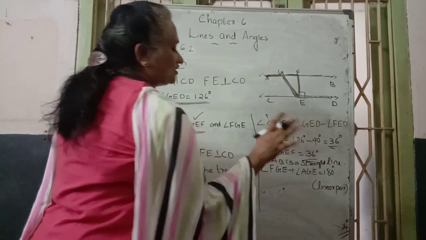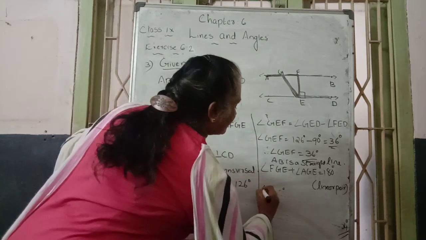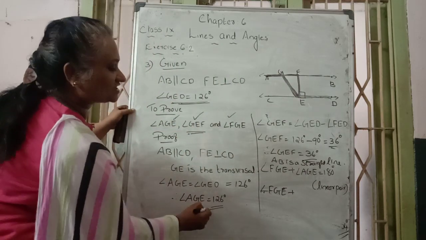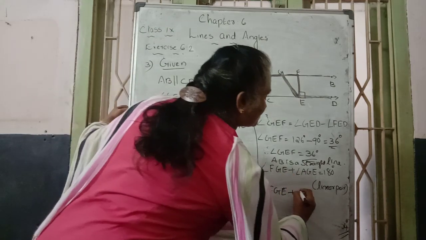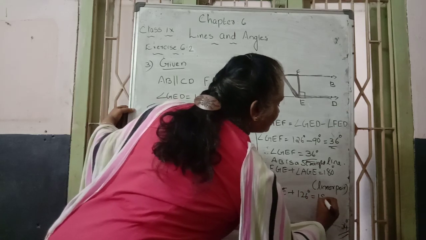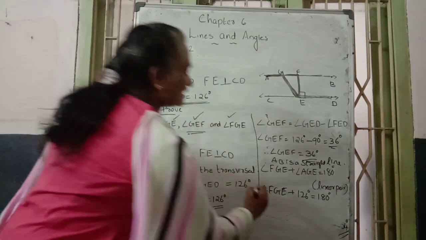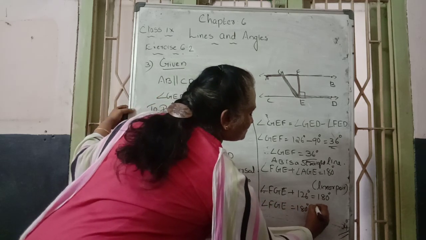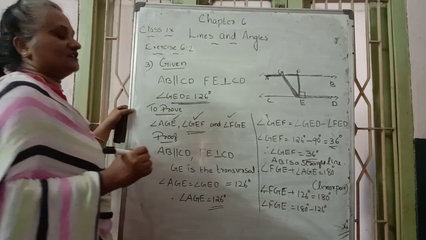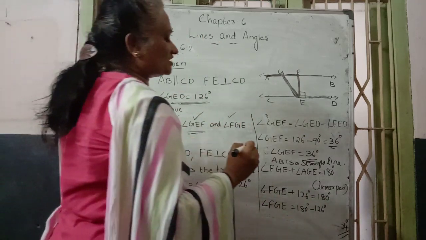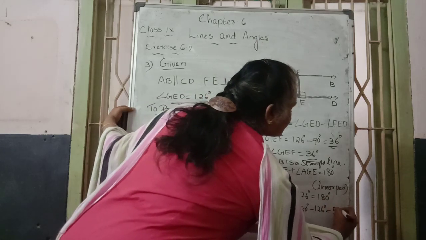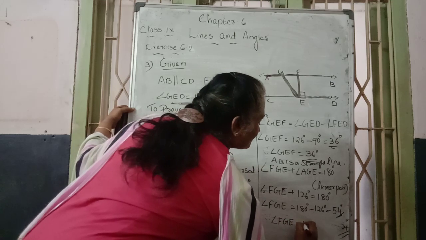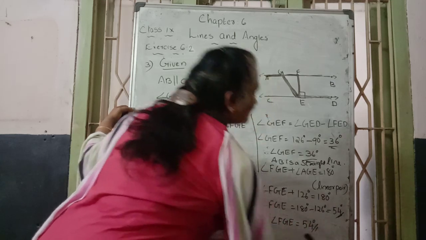Our aim is to find the FGE value. So angle FGE plus the AGE value, which we just got as 126, is equal to 180 on the right side. Then angle FGE value: the plus value goes to the opposite side and becomes minus, so 180 minus 126 gives 54 degrees. So the answer: angle FGE is 54 degrees.